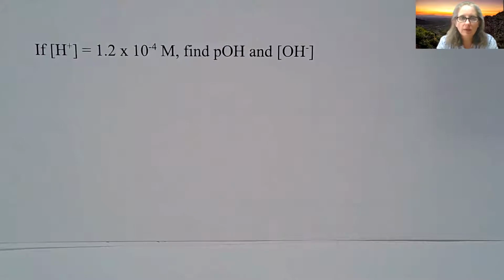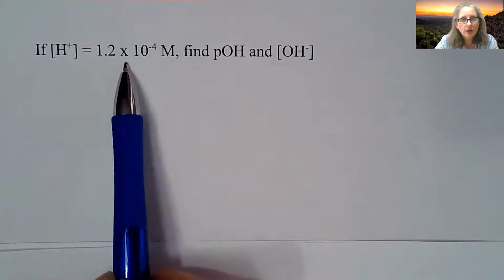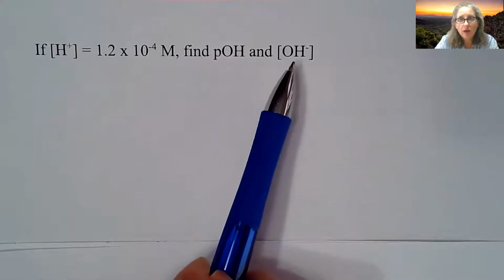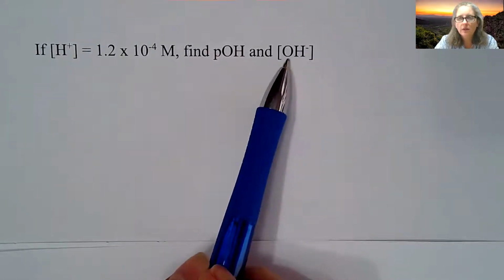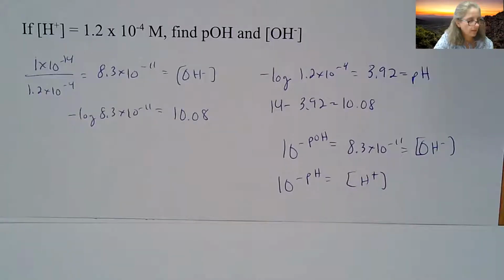to do pH calculations. So if you're given an H plus or hydronium ion concentration of 1.2 times 10 to the negative fourth molarity, find the pOH and the OH minus hydroxide ion concentration for this. I'm going to pause the video and come back with the answer, so try it on your own.